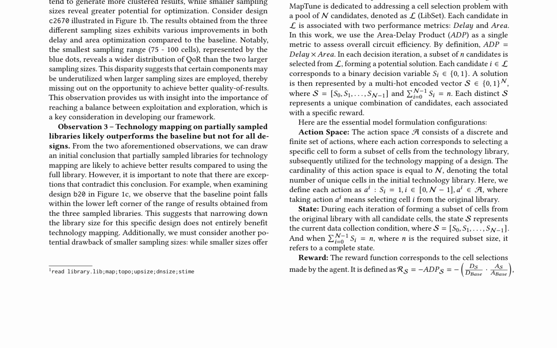The action space consists of a discrete and finite set of actions, where each action corresponds to selecting a specific cell to form a subset of cells from the technology library. The state S represents the current data collection condition, and the reward function corresponds to the cell selections made by the agent, defined as the negative of the ADP under the current state S.